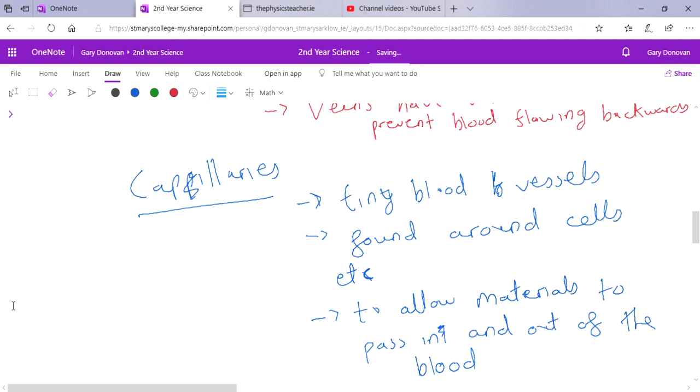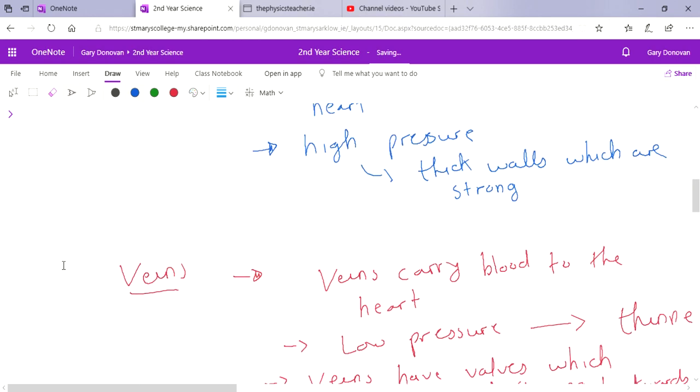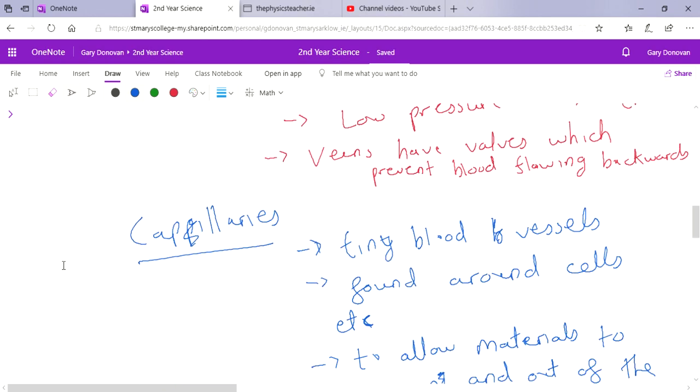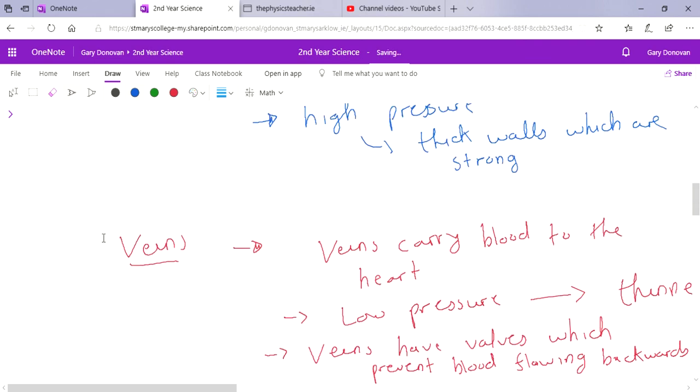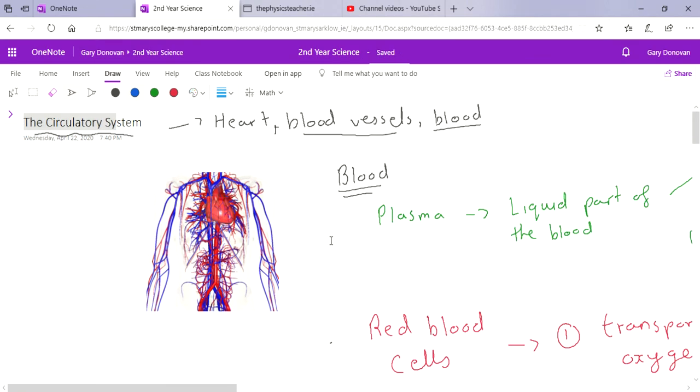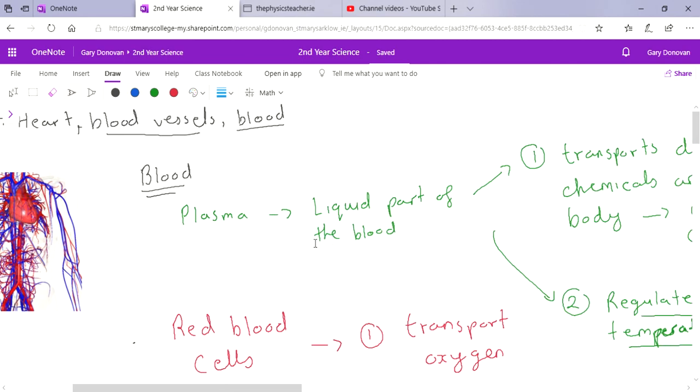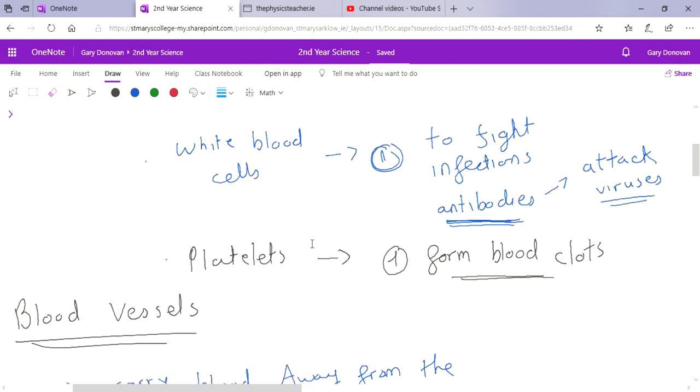Now with arteries, veins and capillaries, don't worry, I'm going to talk a little bit more about them when we cover the heart. This is just an introduction to it. But what's really important from today's lesson that I really want you to learn off by heart is what are the parts of the circulatory system, and what are the parts of blood, and what are their functions.